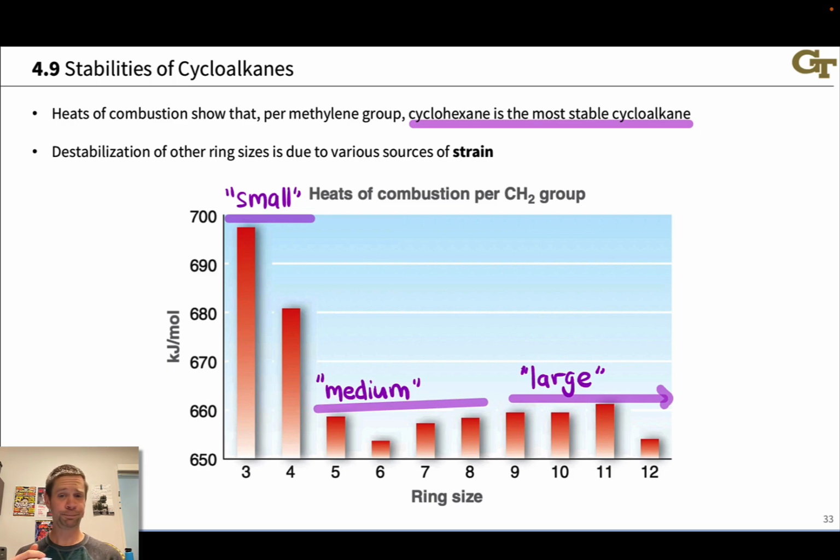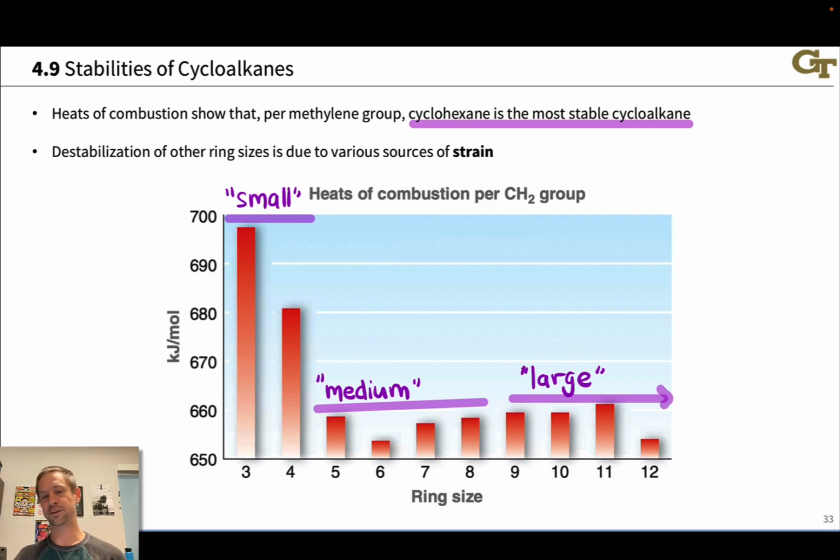The small rings have relatively high heats of combustion per CH2 group, indicating quite a bit of instability. The higher this bar, the less stable the compound, since a less stable starting point gives a more exothermic heat of combustion. So cyclopropane is at the top of the heap, the least stable cycloalkane. But at five and six, we get much more stable rings, with the six-membered ring being remarkably stable. These medium ring sizes, five, six, seven, and eight, are generally the most stable and, as a result, the most common ring sizes in organic compounds.